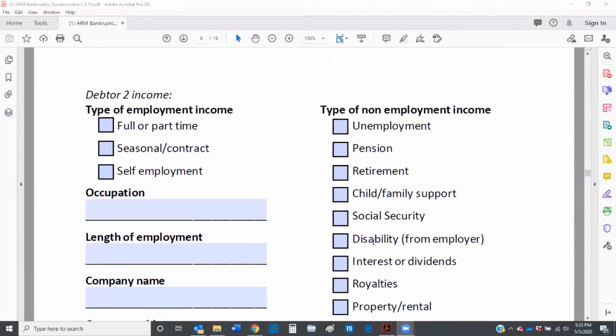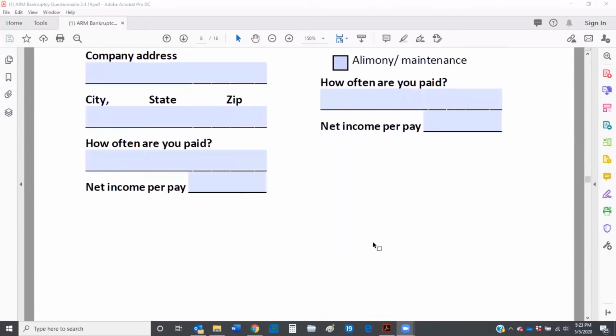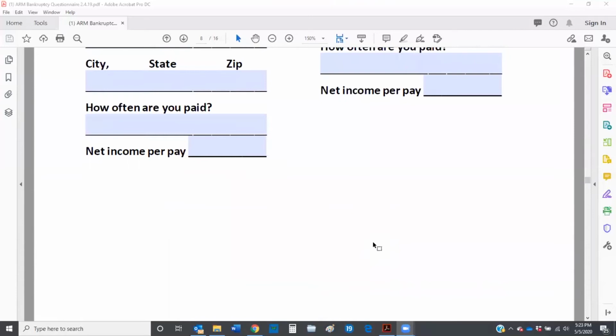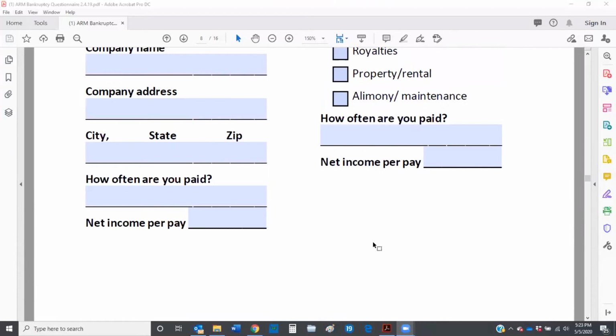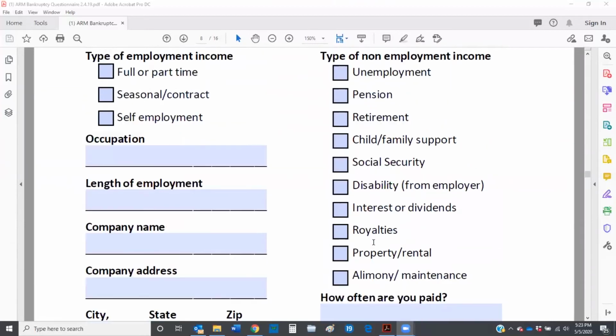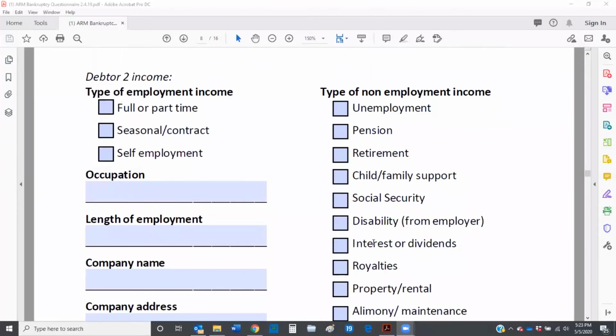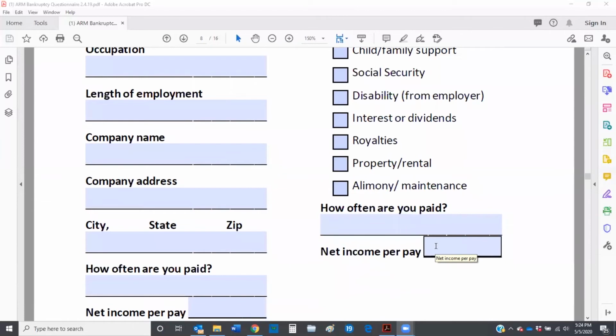Next page is debtor 2, same information. If you are married, your spouse needs to provide their information as far as income. Even if you're not filing jointly, their income is considered, so you need to make sure that their information is listed here as well. Even if they just receive retirement or Social Security, please indicate that and then how much they receive.